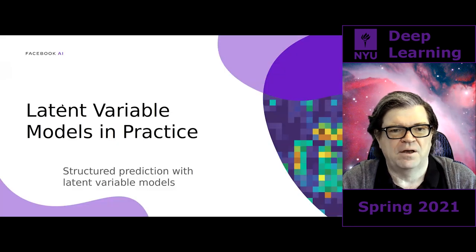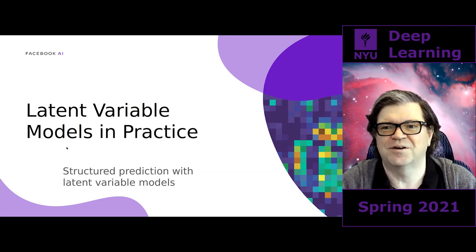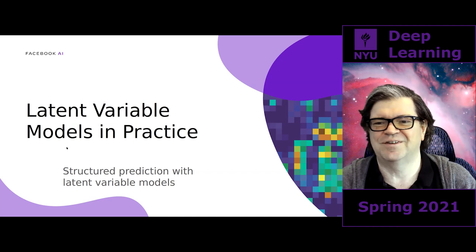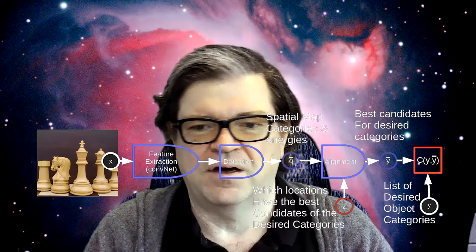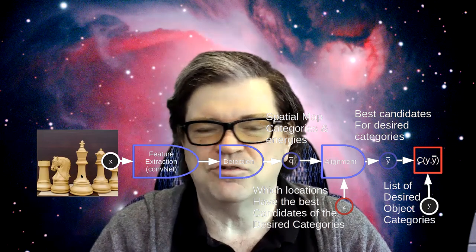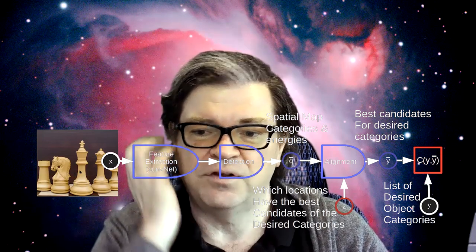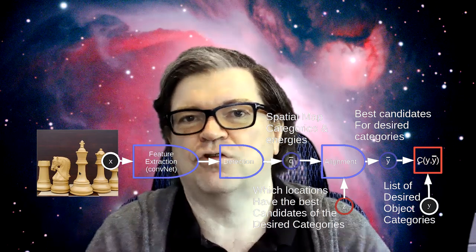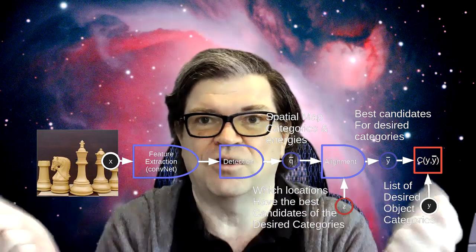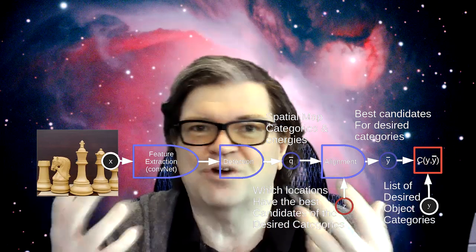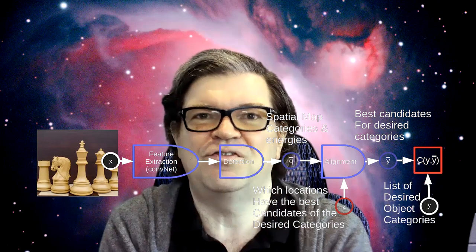Okay, now let's switch to the topic of using latent variable models in practice for structure prediction, which is really what you're going to need for the next homework in particular. The general problem of structure prediction is that you have an input, let's say an image or a piece of text or a speech signal, and the output is a structured object. For example, it wouldn't be just the category of the dominant object in the image, but a description of the image, or a list of objects that are in the image, which is somewhat structured, as you have to decide which object to list.